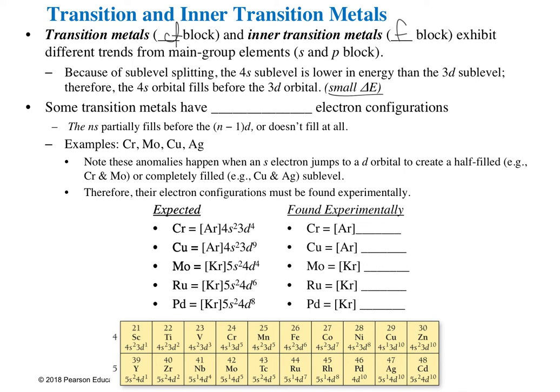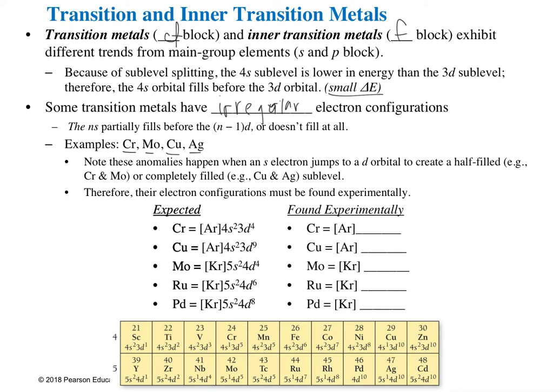What's also kind of strange is in some of these transition metals, they have irregular electron configurations. That has to do with the fact that if their d orbital is close to either partially filling or half filling or fully filling, it would rather do that than have their s orbitals full. So some examples of these are chromium, molybdenum, copper, and silver.